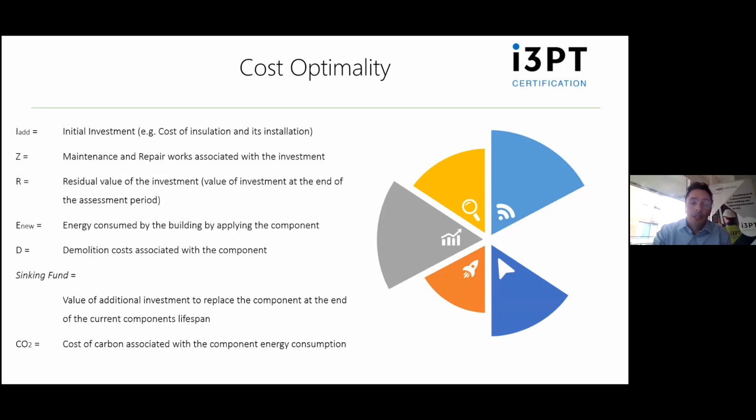E new is the energy consumed or saved by the building by applying the component. D would be any costs associated with demolition or disposal of the component at the end of its lifespan, i.e. pulling out the boiler and the cost of a truck to drive it down the road to the scrapyard. A sinking fund is the value of any additional investment required to replace the component in the future, i.e. you put away €10 a month from now, so that in 20 years, this €10 per month will cover the cost of replacing the boiler. And CO2 is the cost of carbon associated with the component's energy saving or consumption.